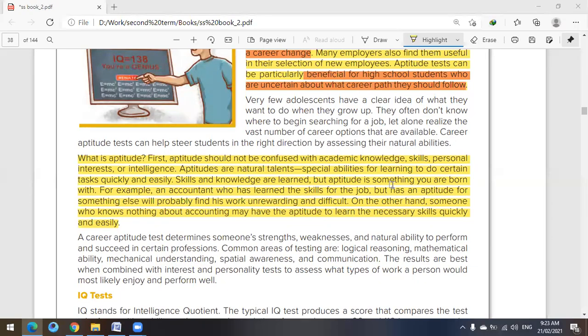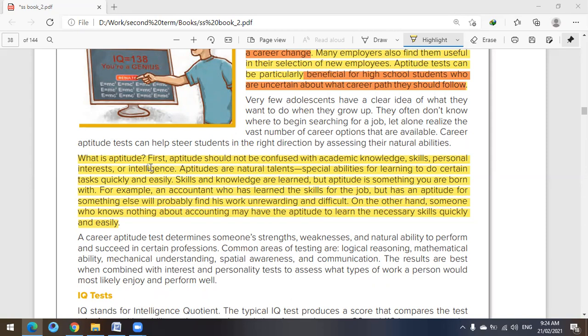Yes, Badr. Academic, natural talents, abilities. Read slowly, Badr. Take your time. Don't be in a hurry and just read carefully. Again. Yes, Badr.